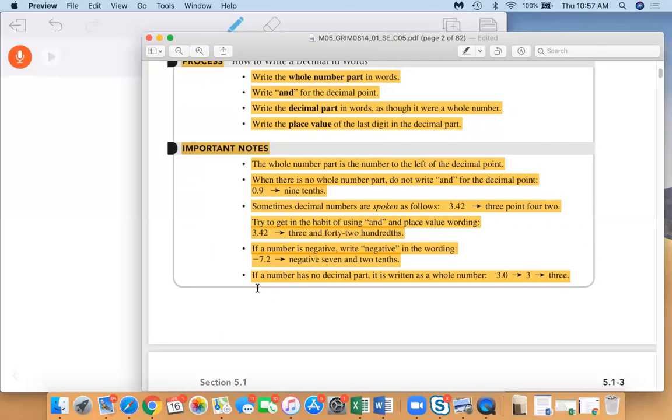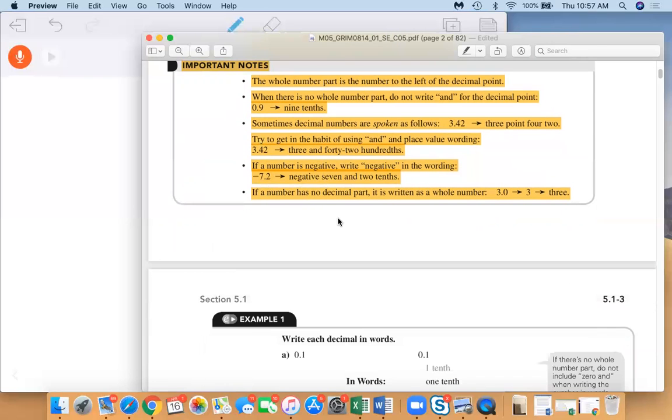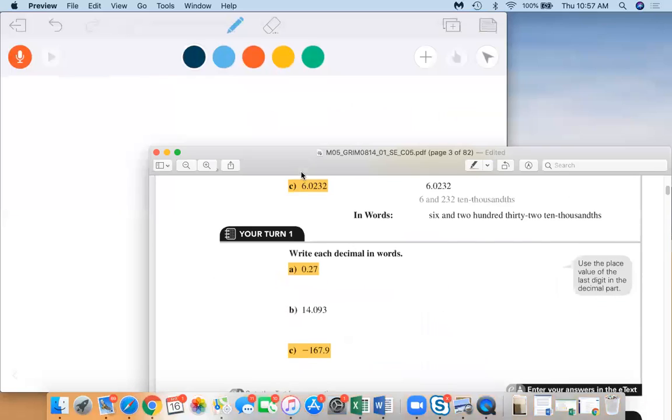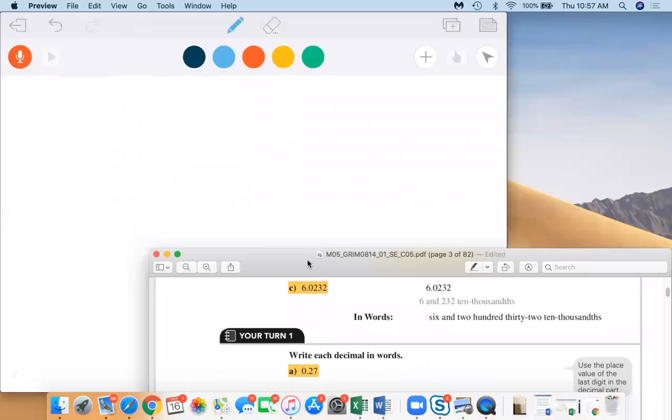If a number has no decimal part in it, it is written as a whole number. So here we wouldn't say 3 and 0/10, we would just say 3. All right, so let's go down and do some examples of our own. So here we have, let's write this.